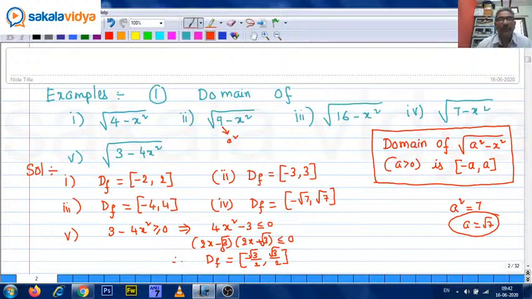So here we have discussed 5 problems under same model. But you need to concentrate on this one. This is very important. Let us move to the next model.